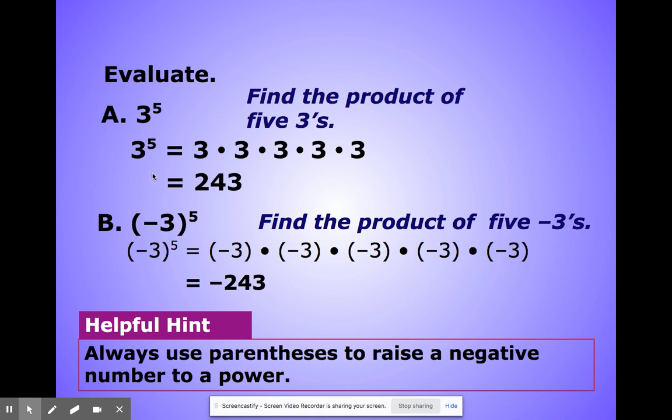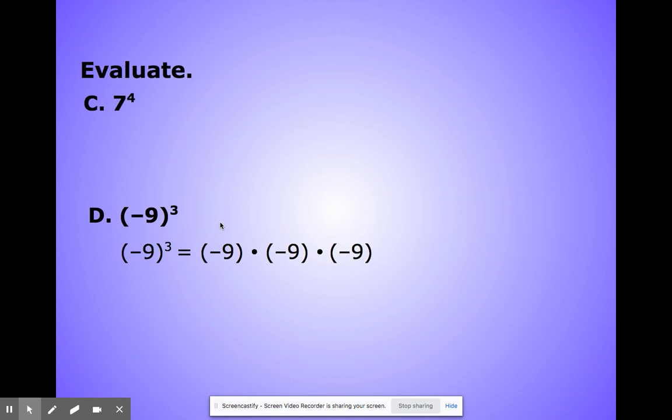So kind of notice the difference between if we have a negative number or a positive number. Always use parentheses to raise a negative number to a power. Make sure you always have those parentheses in order to get your correct answer.